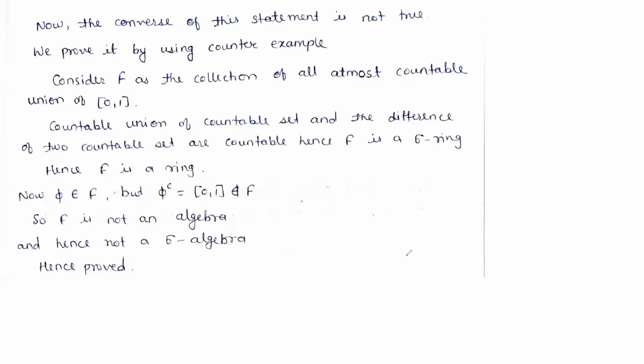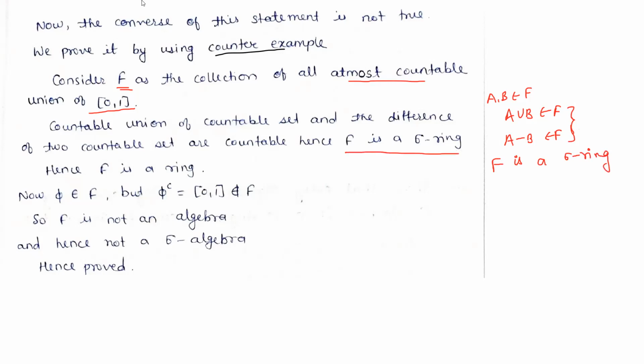Now the converse of this statement, that a sigma ring is a sigma algebra, is not true, and we prove this by a counterexample. So consider F as a collection of at most countable unions of subsets of the interval 0, 1. Now we know that a countable union of countable sets is countable. Therefore, for any A, B belonging to F, A union B also belongs to F. And also the difference of two countable sets is countable. Therefore, A minus B also belongs to F. And since these two conditions are satisfied, this F is a sigma ring.